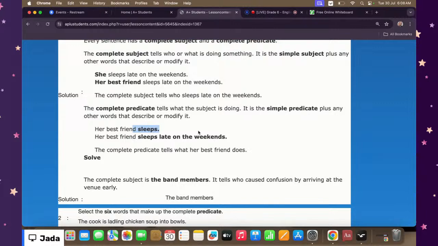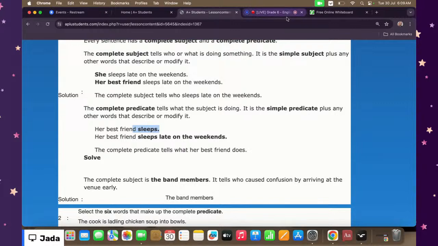Her best friend sleeps late on the weekends. Sleeps late on the weekend is the complete predicate. For instance, if you just say her best friend, what is her best friend doing in that sentence? We literally have no idea. Now we have sleeps late on the weekends, which shows what the subject is doing.